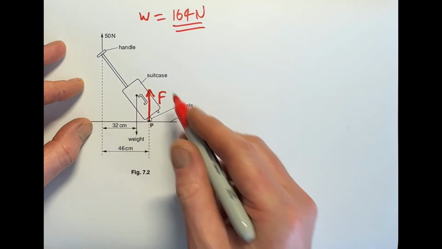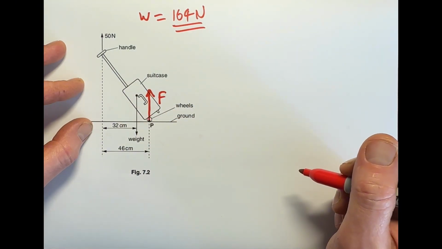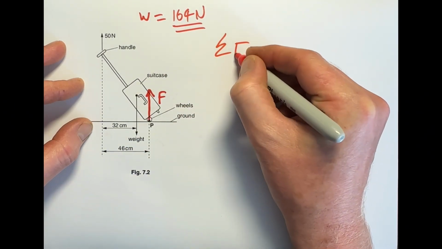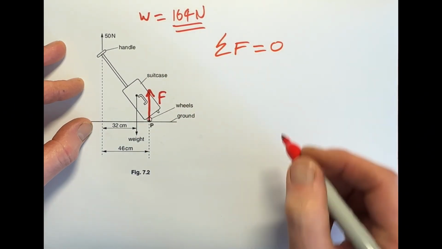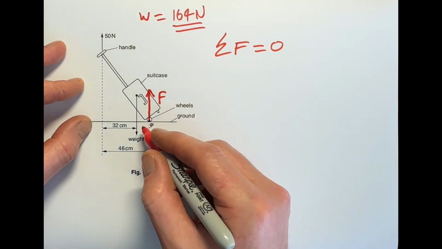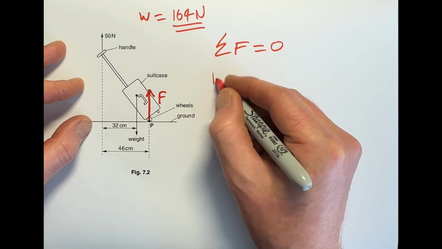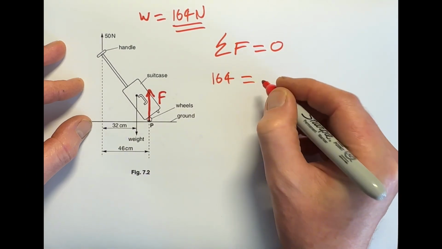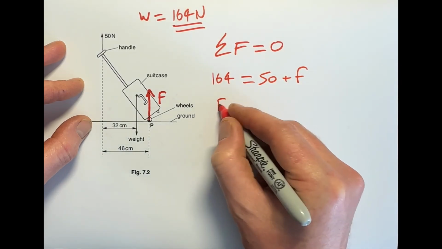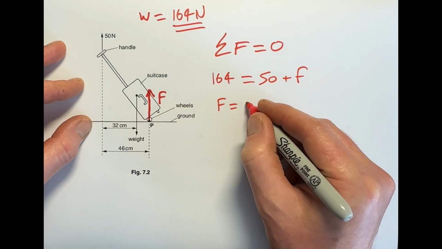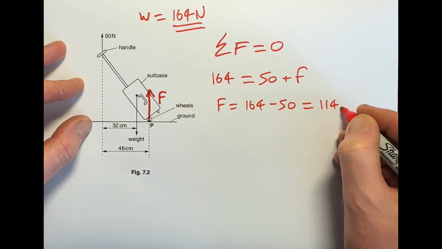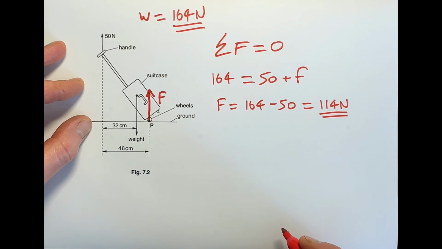And because this suitcase is stationary, because it's all in equilibrium, we know that the sum of the forces acting on this suitcase must be zero, okay? So there must be zero resultant force. And therefore, we know that the downward force of 164 newtons must be equal to the total upward force, okay? And therefore, this force F here must be equal to 164 take away 50, which is going to give you 114 newtons, okay?